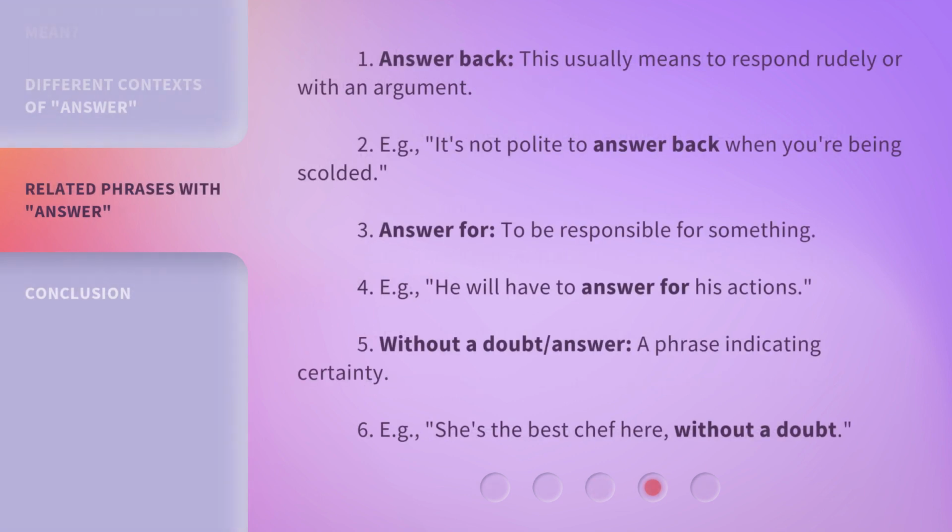1. Answer back. This usually means to respond rudely or with an argument. E.g., it's not polite to answer back when you're being scolded. 2. Answer for, to be responsible for something. E.g., he will have to answer for his actions. 3. Without a doubt, a phrase indicating certainty. E.g., she's the best chef here, without a doubt.